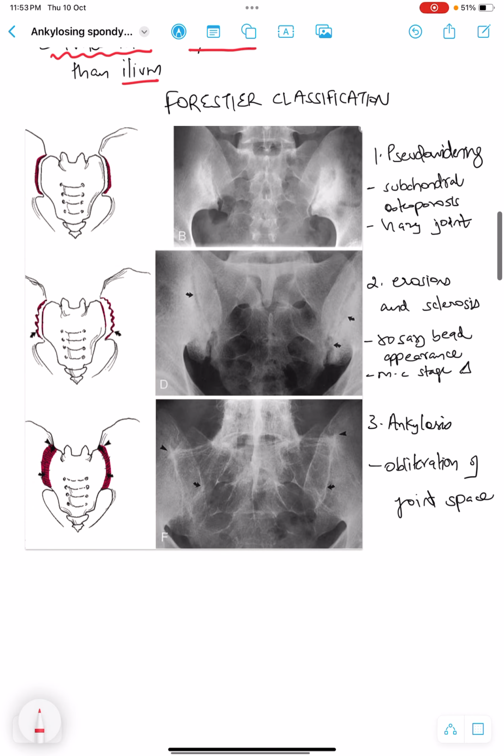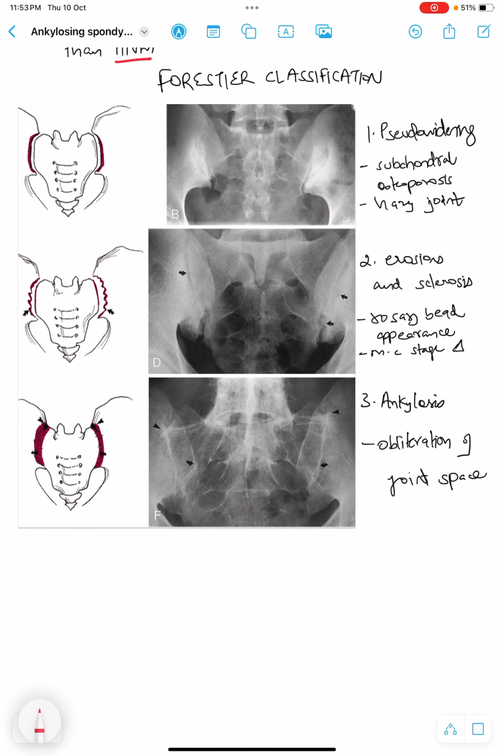Now let us see the Forestier classification. There are three grades of Forestier classification. First is the pseudo widening, then erosions, and then the ankylosis. The pseudo widening occurs due to subchondral osteoporosis. There will be hazy joint definition. Here we can see in the picture there is pseudo widening of the joint. In the X-ray also we can appreciate the pseudo widening.